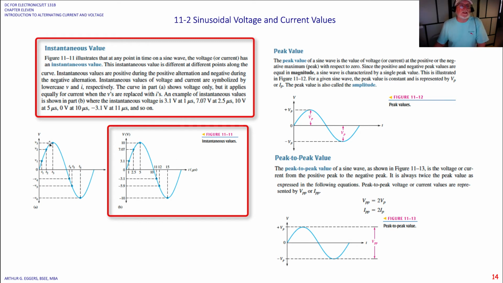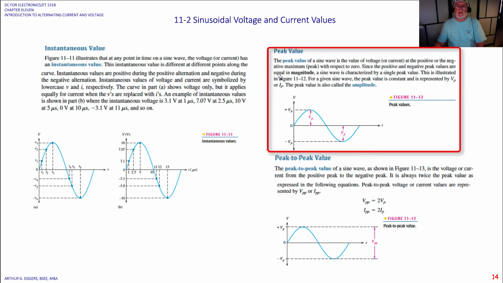So if that's the instantaneous value, any point on the curve itself, on the sine wave, what would be the peak value? Well, the peak value of a sine wave is the value of voltage or current at the positive or negative maximum peak with respect to 0. So you can see this V, capital V sub P, this would be the negative capital V sub P, which is our peak values, okay? So it's typically one or the other, either the positive alternation or the negative alternation.